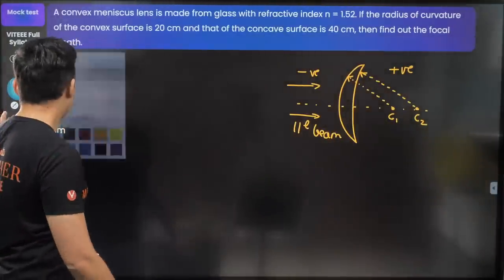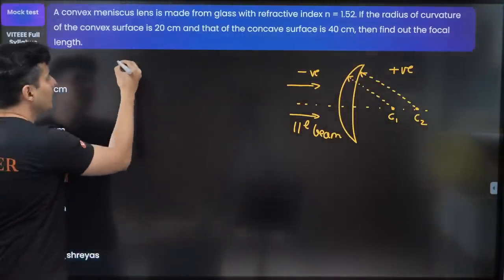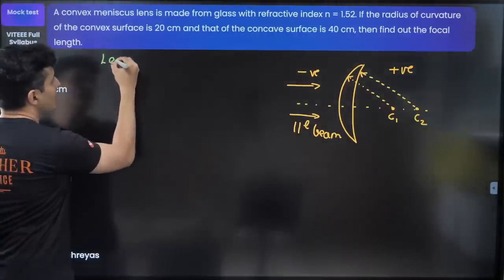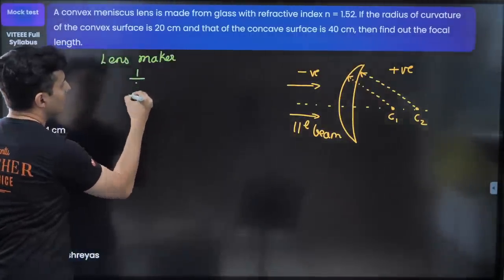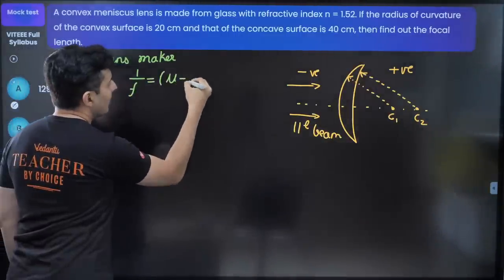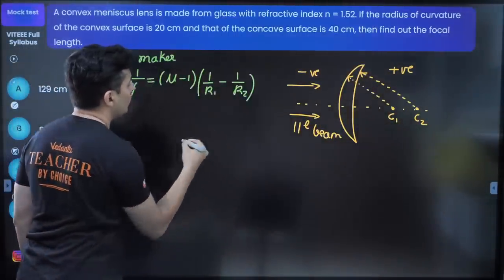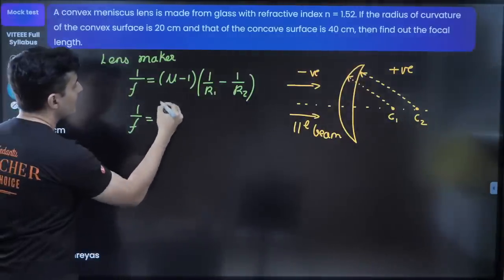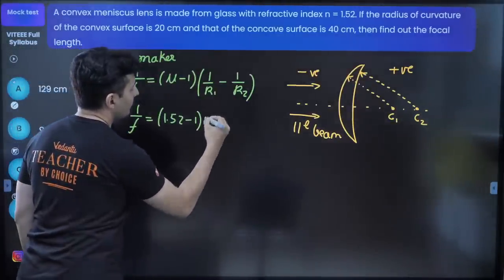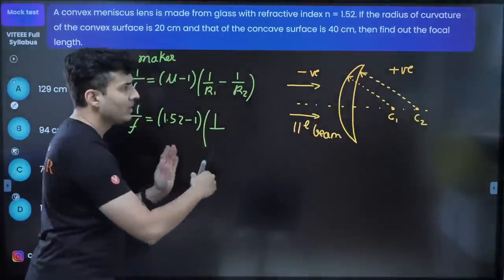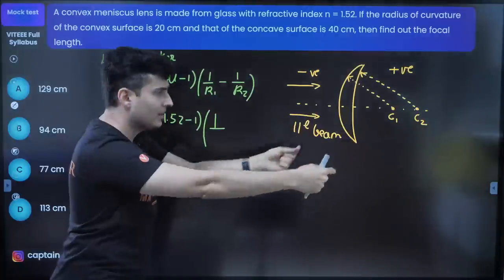Correct? Now let's try and solve the question. First of all, the question says find the focal length. That means you have to use the lens maker formula. The lens maker formula, which is nothing but 1 by f is mu minus 1 into 1 by r1 minus 1 by r2. So 1 by f will be equal to mu is nothing but 1.52 minus 1 whole thing upon 1 by r1. R1 and r2 both are positive because the centers are on the positive side.